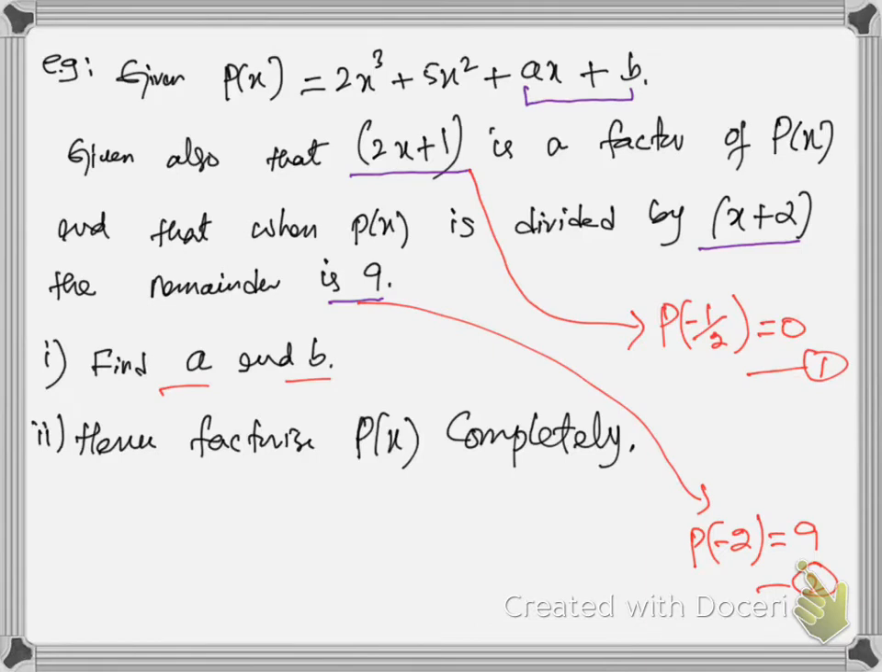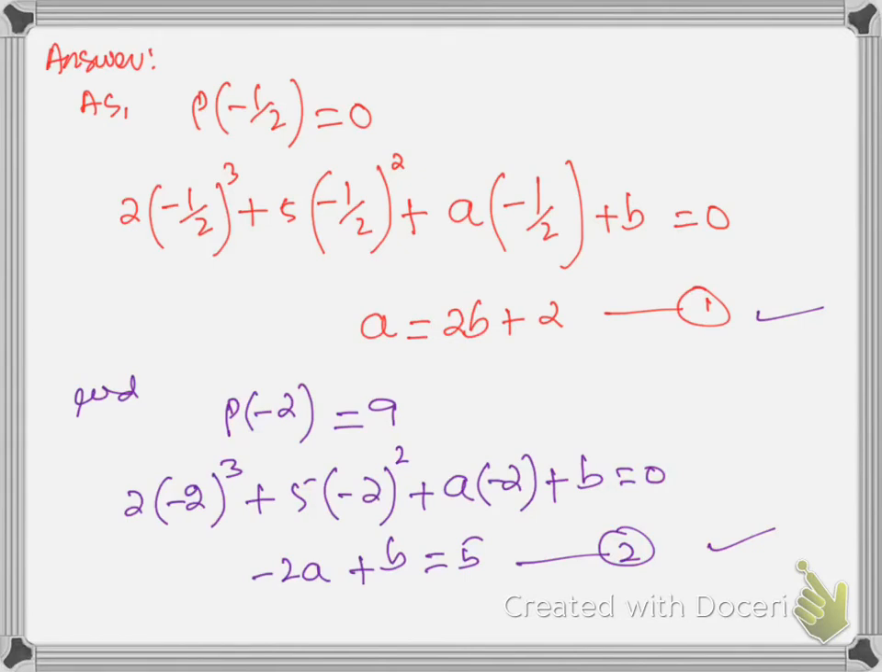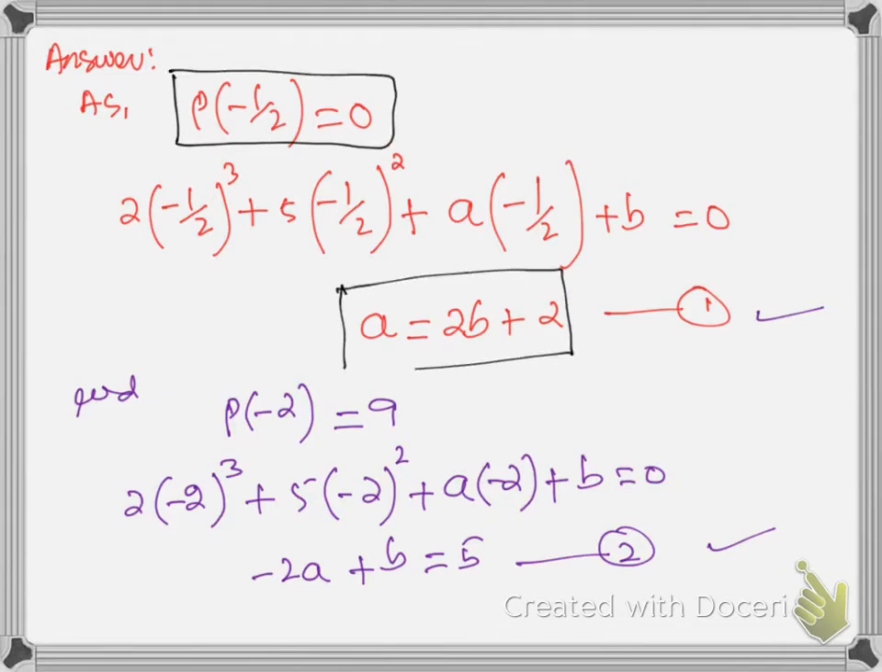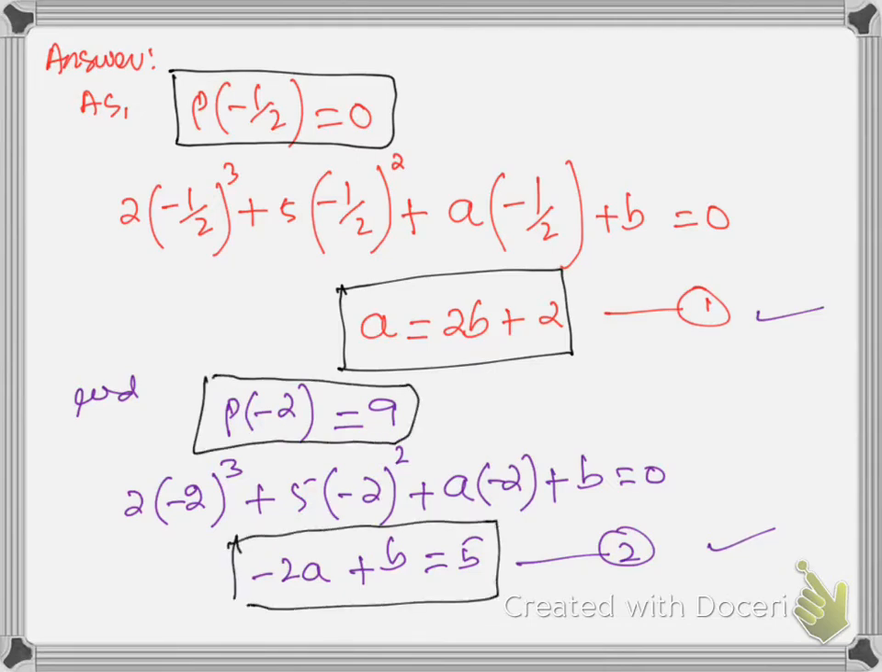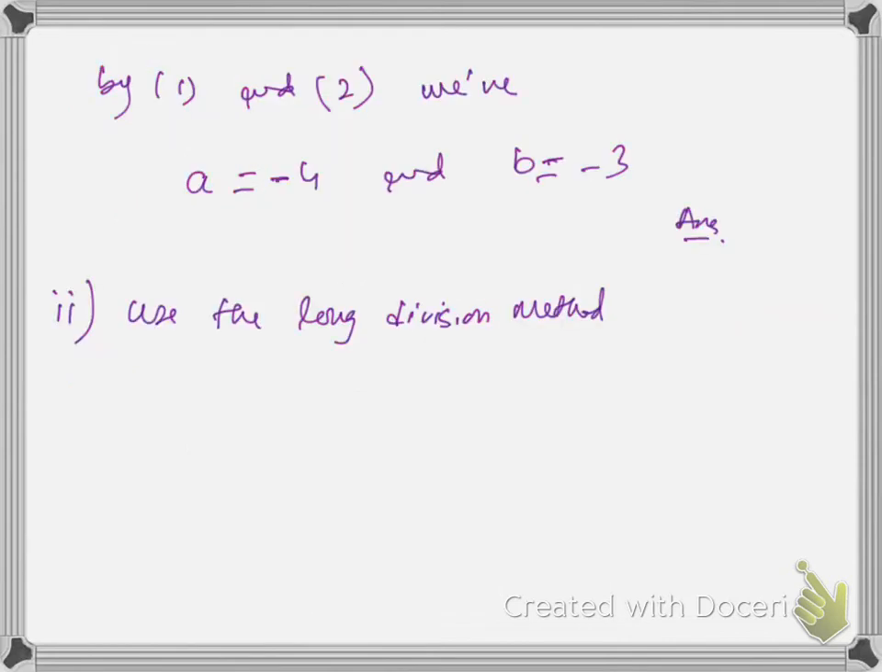Let's start the solution. According to condition number 1, p of minus half equals 0, we have this equation: a minus 2b plus 2. And with this condition p of minus 2 equals 9, we have the second equation: minus 2a plus b equals 5. Now these are two equations. We will solve them simultaneously to get the values of a and b. So by solving 1 and 2, we have a equals negative 4, b equals negative 3. This is the way to solve the type 4 question.